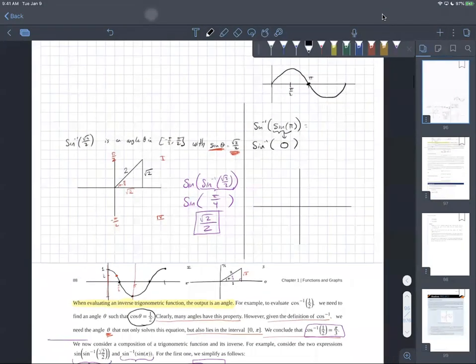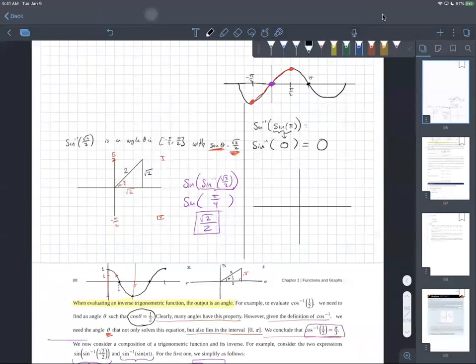And so we can actually use this graph that we graphed from before. Remember that the sine inverse is defined from negative pi over 2 all the way up to pi over 2. So the sine inverse of 0 is just 0. We can see it from this graph right here. So the answer is 0.